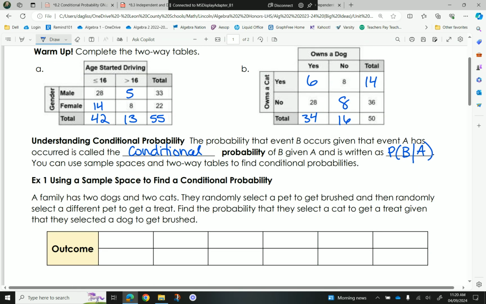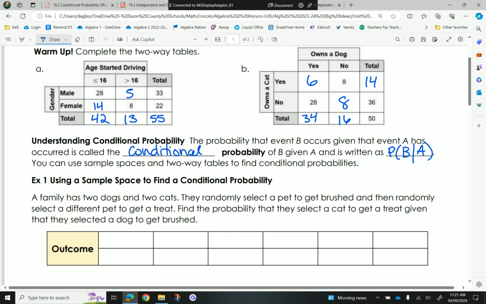Our first example, we have a family that has 2 dogs and 2 cats. They randomly select a pet to get brushed, then randomly select a different pet to get a treat. Find the probability that they select a cat to get a treat given that they've already selected a dog to get brushed. So, before I even think about the probability, let's look at our possible outcomes. If I pick a pet first, I could have a cat first or a dog first. Do we agree? I also have 2 cats to choose from and 2 dogs to choose from.